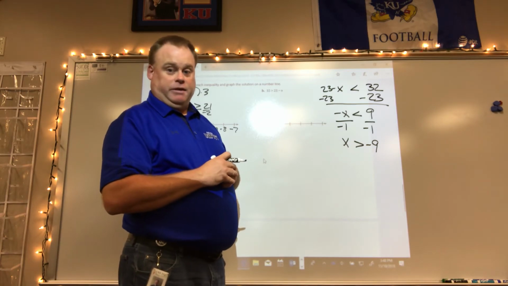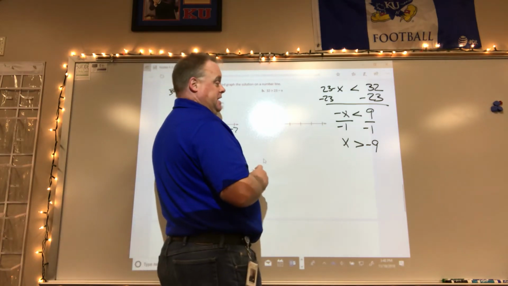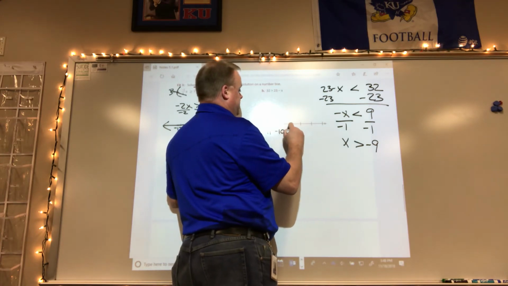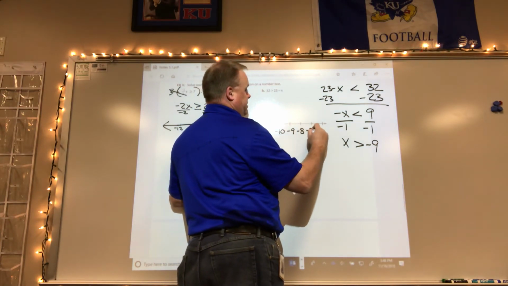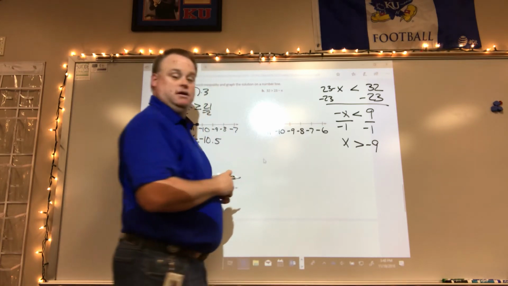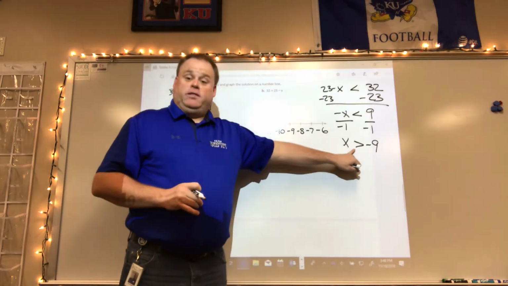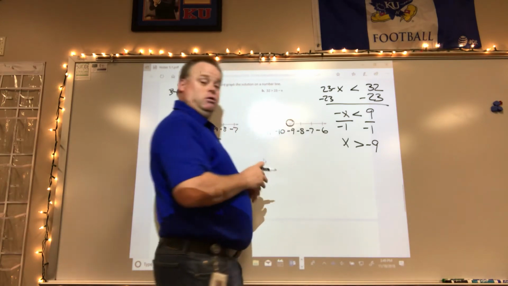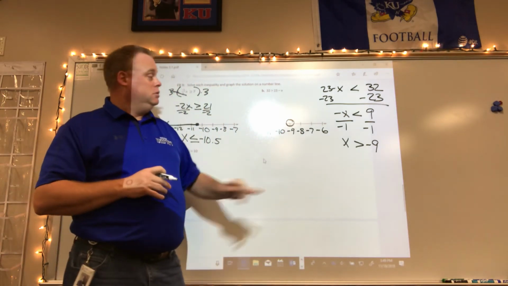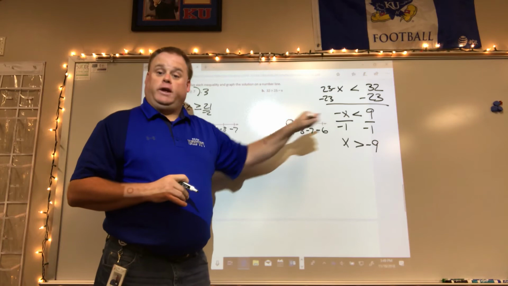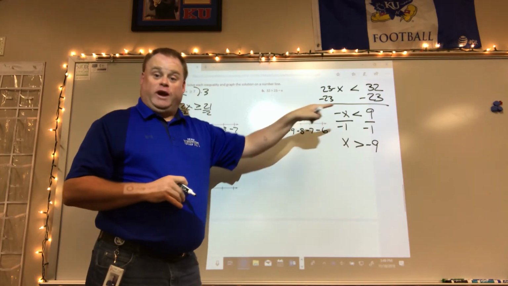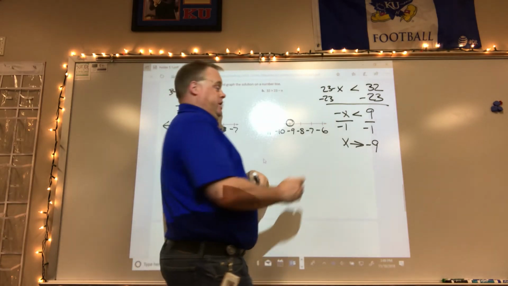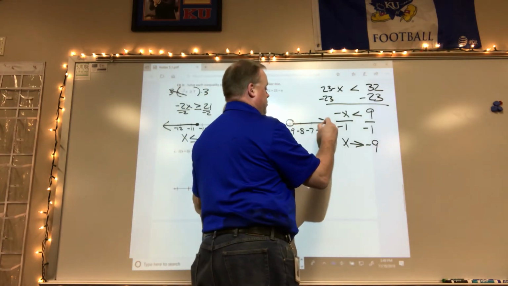Greater than negative 9. That means getting bigger. So negative 11, negative 10, negative 9, negative 8, negative 7, negative 6. Greater than, no equal to bar, so open circle, going greater, getting bigger, greater, getting bigger. I could draw an arrow. Notice that I draw the arrow and it goes this direction. Boom, ready to go.